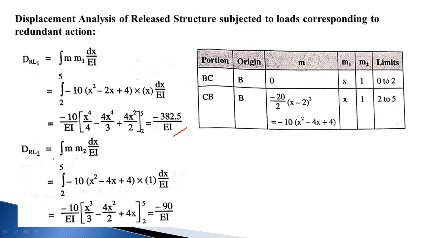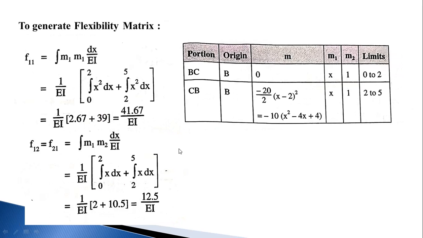Then next DRL2. It becomes M into M2. Once again, the M value for the BC portion is 0 into M2 which is 1, so 0 into 1 is 0. Then next is minus 10x² minus 4x plus 4 into 1, with limits 2 to 5. By taking the integration, the equation becomes minus 10 upon EI, x³ by 3 minus 4x² by 2 plus 4x, with upper limit 5 and lower limit 2. By putting in these values, we get DRL2 equal to minus 90 upon EI. This is the DRL matrix.